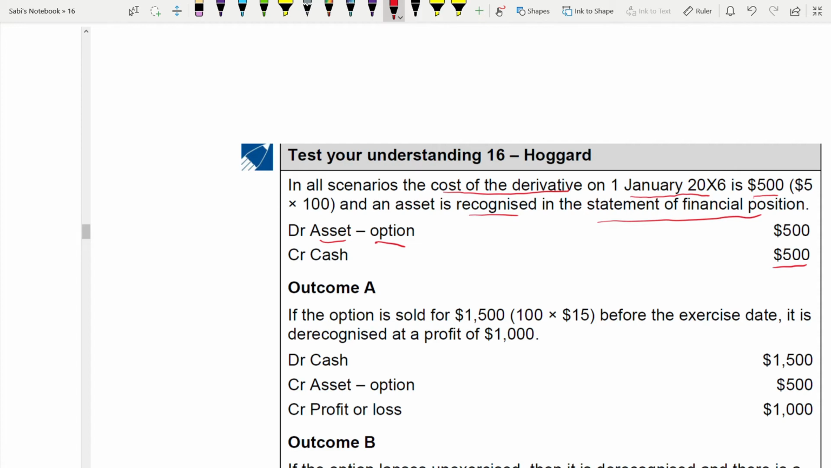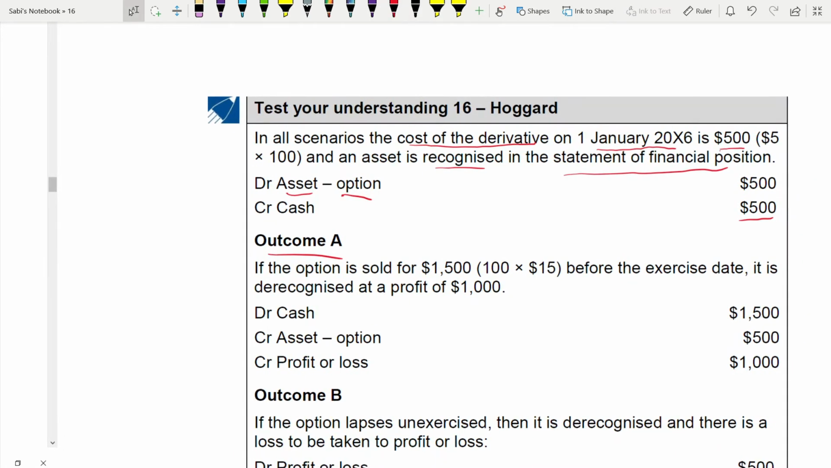This is the scenario. Now let us go to outcome A, where you are selling the option for 15. So if the option is sold, 15 means 100 into 15, 1,500. Before the exercise date you are selling it, so you have to recognize the profit of 1,000. Because the cost initially was 500, you are selling it for 1,500. That means you are recognizing a 1,000 profit, right? The difference is the profit of 1,000. So 1,000 is the profit.